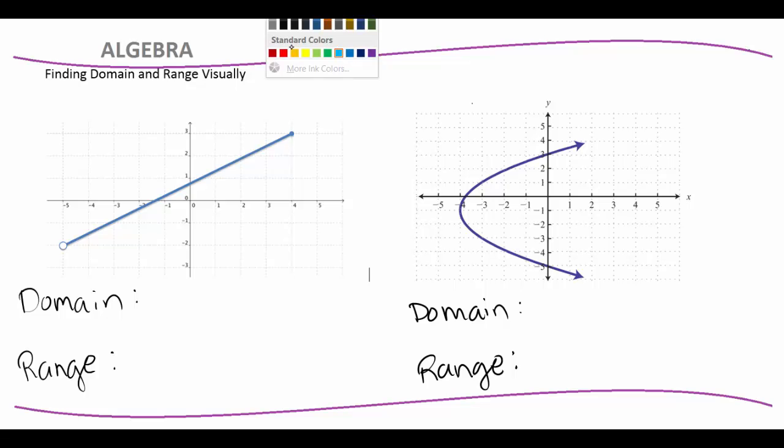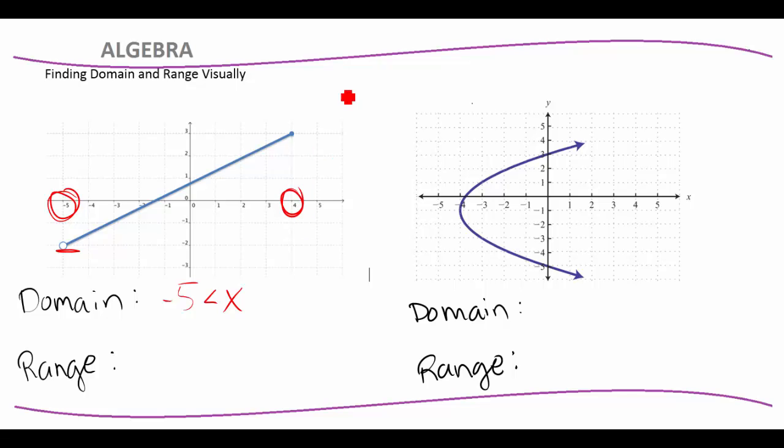So let's start off with the leftmost. The leftmost is going to be -5, but it never actually reaches -5. So we're going to have -5 less than x. It's not going to be equal to. Our rightmost is going to be 4, and it does equal 4, so we're going to have x is less than or equal to 4.